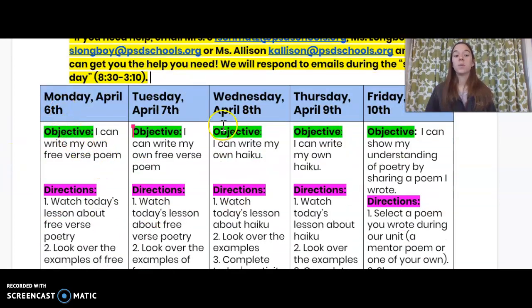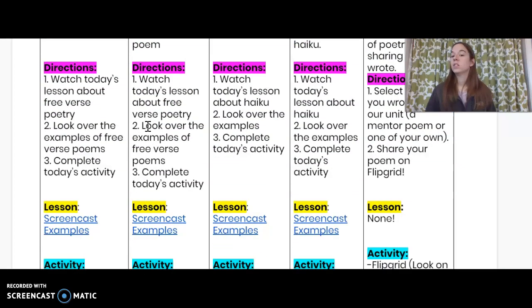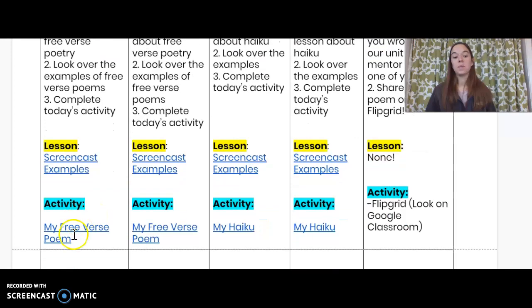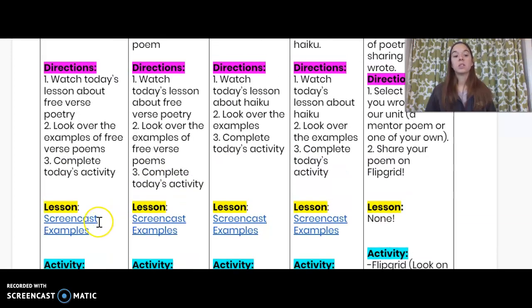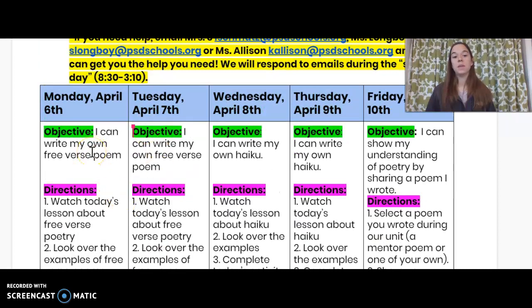All right, so if we look at our week, just a couple of things you need to know. On Monday and Tuesday, we're going to be focusing on free verse poetry. Just like last week, you're going to see some directions here. There will be a screencast listed for your lesson, some examples, and then your activity. The screencast will be more specific on what that looks like, okay? But that's going to be Monday, Tuesday.